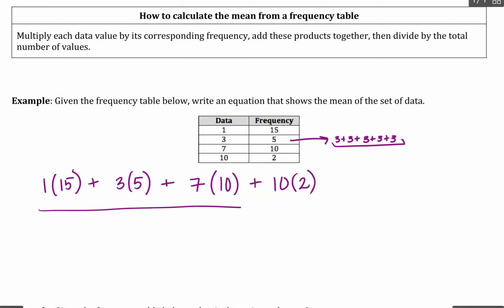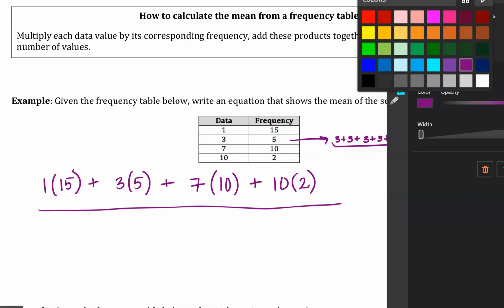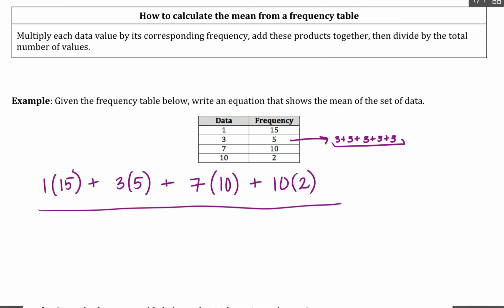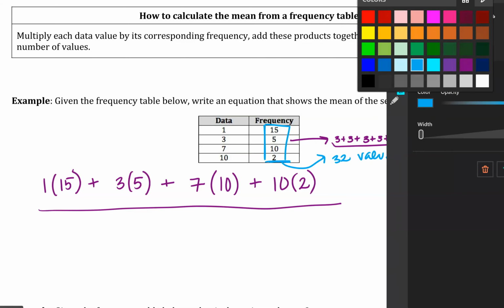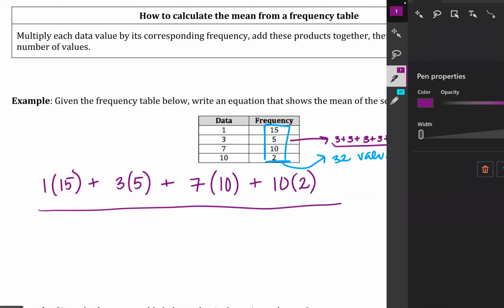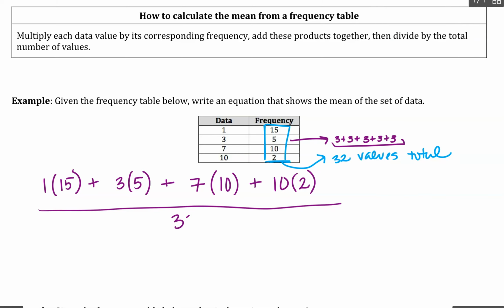And then once we get all those values, we want to divide by the total number of data points. So how big is our data set? Well, we can find that out pretty easily. When we sum up the frequencies, there are 32 values total. So when we get the total sum of all of our data, we want to divide that by 32 in order to get the average. So there's an equation that finds the mean of the data.